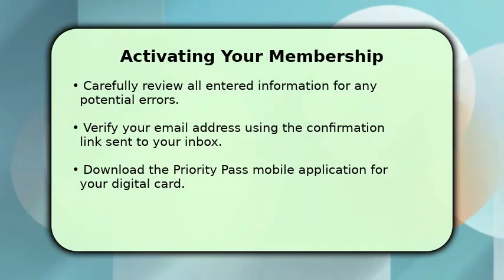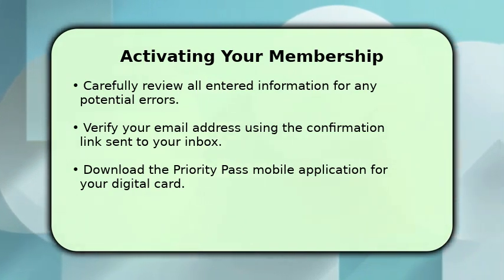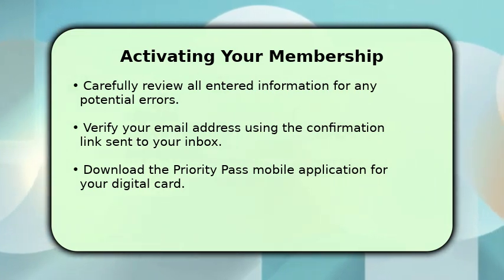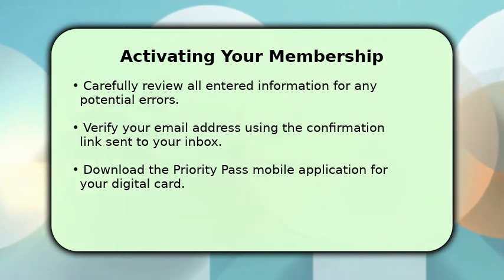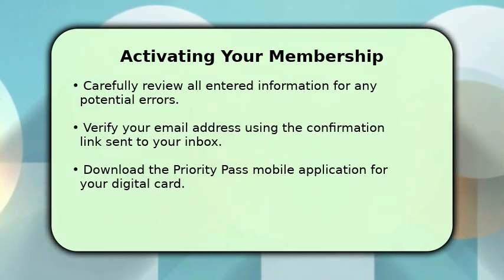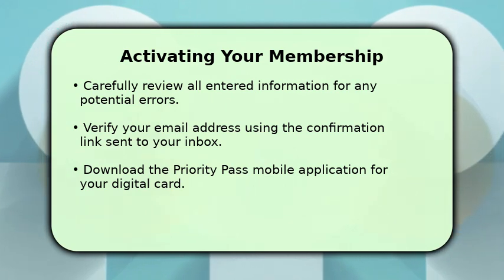After submitting your details, take a moment to carefully review all the information you've entered to ensure accuracy. You will then receive an email with a verification link. Click this link to confirm your email address and activate your account. Finally, download the Priority Pass mobile application to easily access your digital membership card and explore lounge options on the go. This completes your account setup.